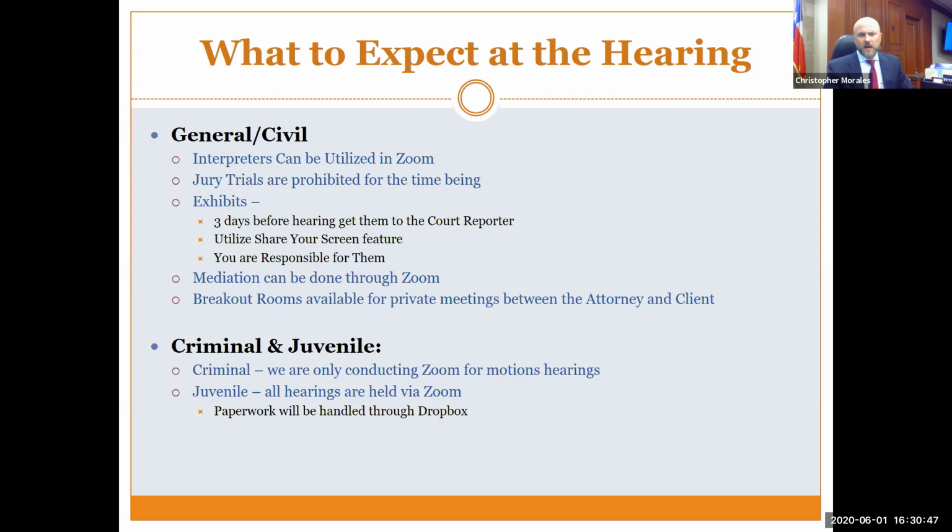Criminal and juvenile. The only criminal hearing types we're conducting via Zoom are motions hearings. With regards to juvenile, we're going to continue to utilize Zoom in all hearings, except of course certification hearings, those type of things. But if it's a general adjudication docket or status docket, it will be utilized via Zoom. We have been utilizing it now for a month at least, if not more, and I have found it to be quite efficient and the process to work out quite well. So we're going to continue with that.